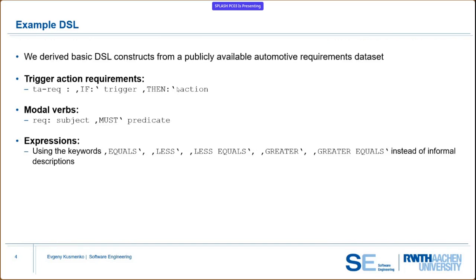And the third thing is expressions. So often we need to compare things to each other in requirements, and this can be done in informal language in lots of ways, which are also difficult to analyze. So we want to introduce keywords here to express this.